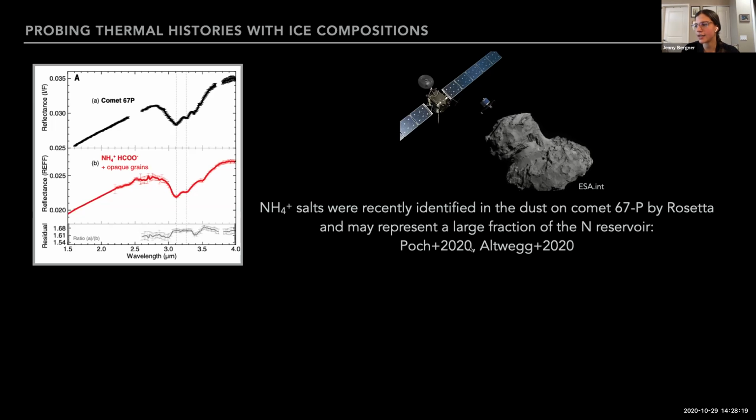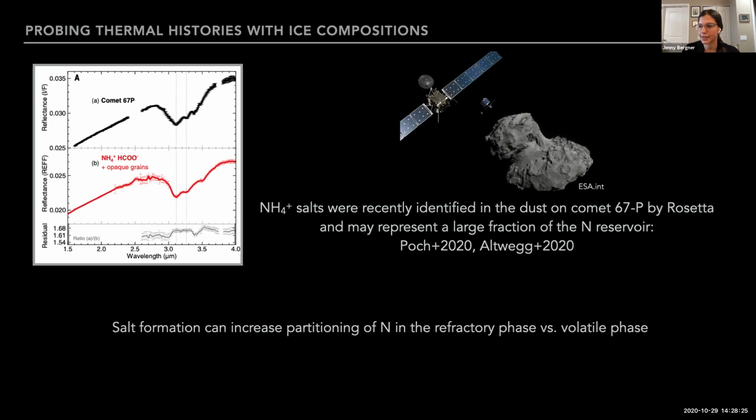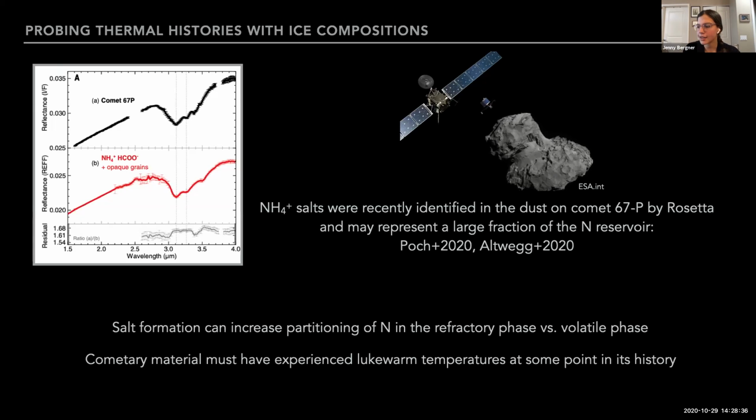And so these authors have inferred that these ammonium salts may actually represent a really large fraction of the nitrogen reservoir in comets. So I think it's really exciting that this salt formation can increase the partitioning of nitrogen in the refractory phase relative to the volatile phase. And it's also really interesting because this sort of implies that the cometary material, at least part of it, likely experienced these lukewarm temperatures at some point in its history in order for this diffusion limited chemistry to actually be active.